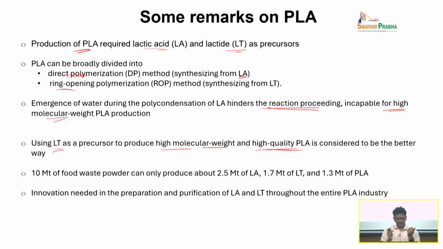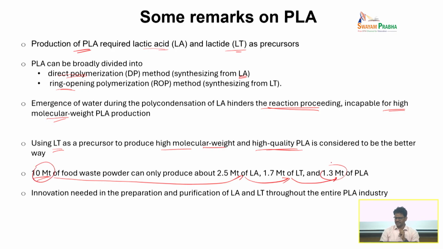And if you think about the yield, suppose you take about 10 million tons of food waste, first from the food waste you will create lactic acid, okay, it is about 2.5. So, 4 times lesser amount of lactic acid is produced. From lactic acid about 1.7 million ton is produced in terms of lactate. That means all lactic acid is not going to lactate formation, and similarly when you go from lactate to polylactide, you see another reduction, okay. So, that means with respect to the raw material, you are basically at a 1:10 ratio of polylactic acid that you can produce.